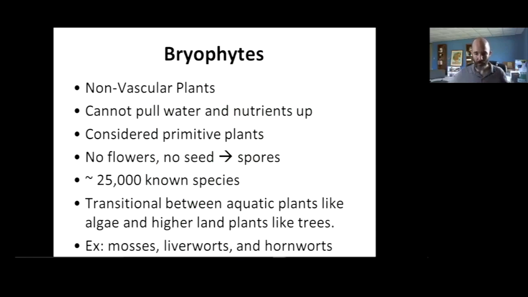Because they can't. They don't have the force of energy to move what the plant needs to live up any sort of distance. So they're very primitive: no flowers, no seeds, spores only. It's about 25,000 known species. And again, this is the transition between aquatic plants, say algae, to where we are today in flowering plants, angiosperms. Liverworts and hornworts are also in this category, if you're familiar with those.